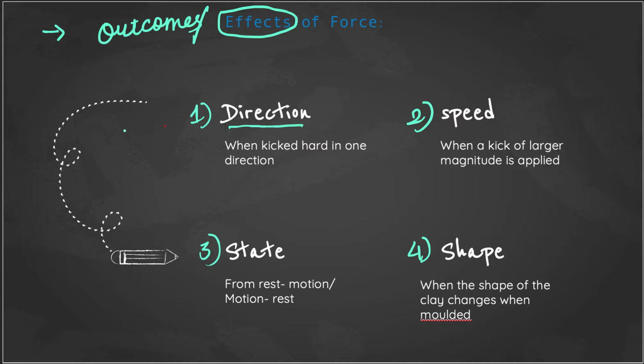For example, if you are playing football, you applied a force on this ball and changed its direction from east to north. And how was this change of direction possible? This change of direction was possible because of force.